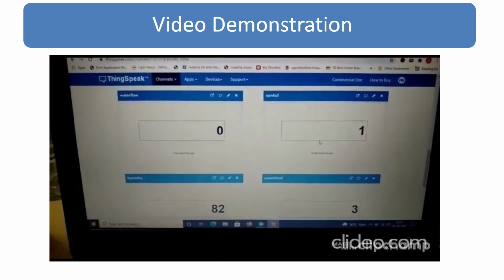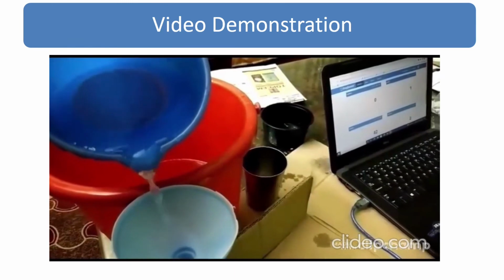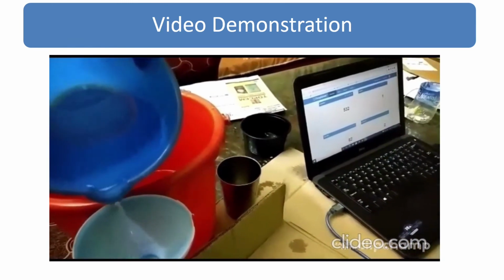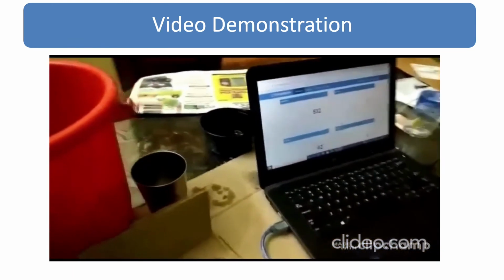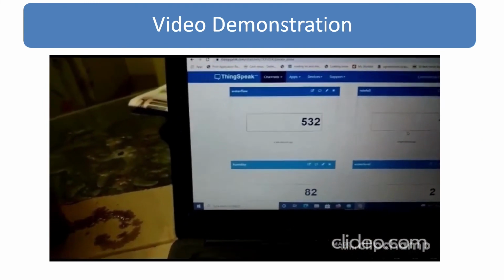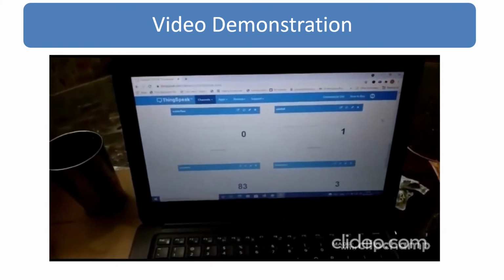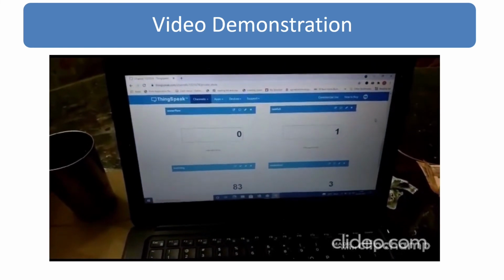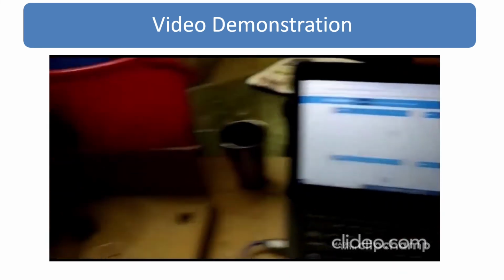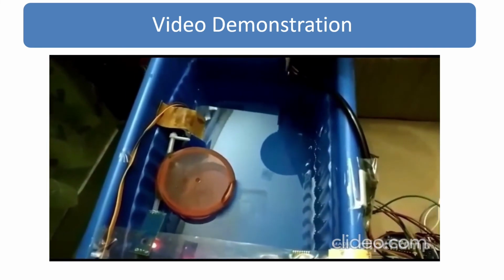Next, we'll check the water flow. As you can see, the water flow sensor has changed to 532 liter per minute on the ThingSpeak screen. Currently on the screen, the water level is 3. The water level has become 4. And also the buzzer is going on and the dam gate is open to release the excess water.